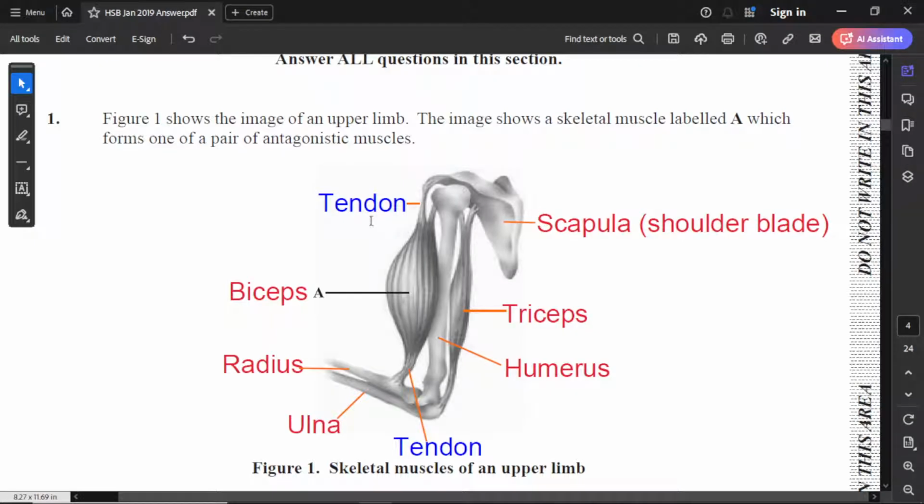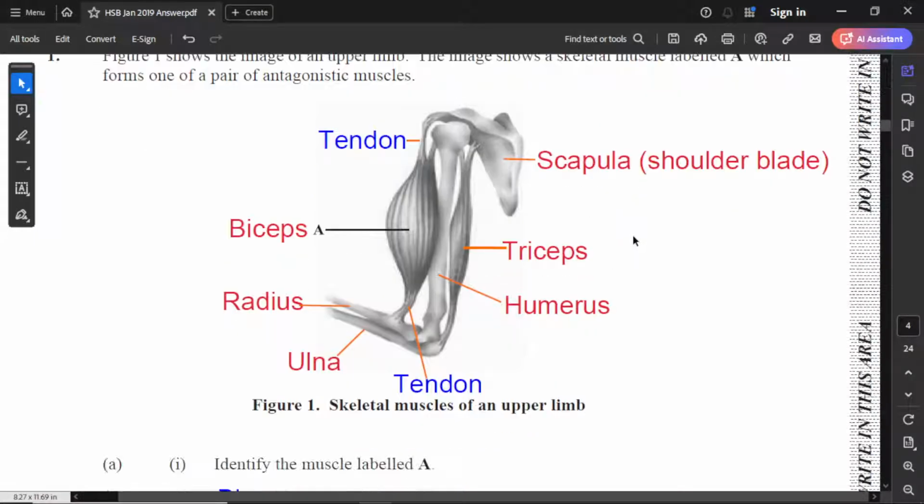So we have the tendon, which connects a muscle to a bone. We have muscle A, which is the biceps. And opposing that muscle, we have the triceps at the back. All right, we have the radius, we have the ulna, and again, we have tendon that connects muscle to bone. We have the humerus, and we have the scapula, which is also called the shoulder blade.